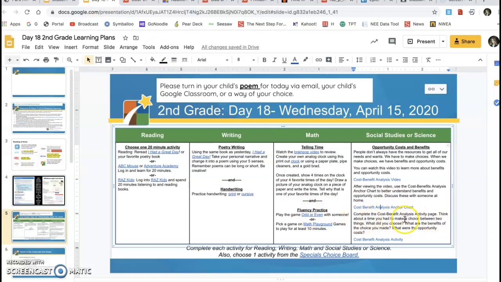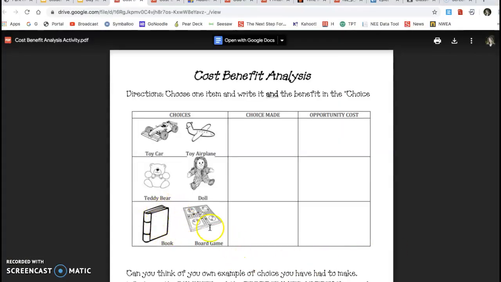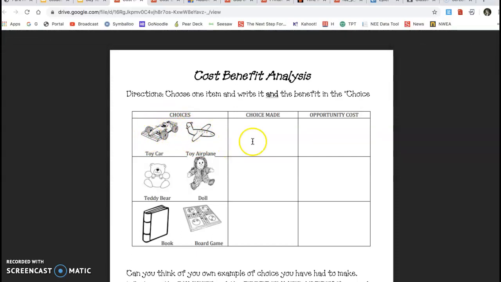Think about a time you had to make a choice between two things. What did you choose? What are the benefits of the choice you made? And what were the opportunity costs? So here, now for a lot of these, it might be that they don't really prefer one or the other, but just kind of have them make a choice anyway and think through the opportunity cost.